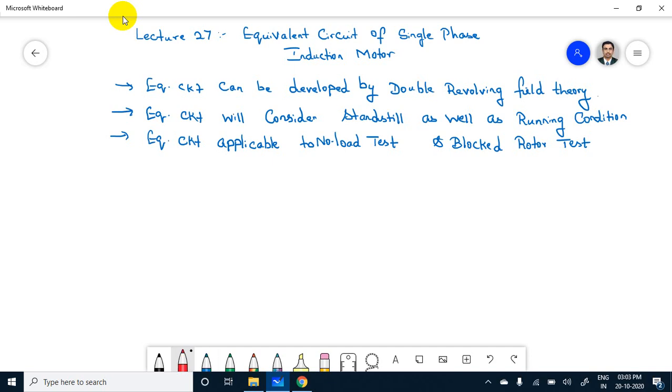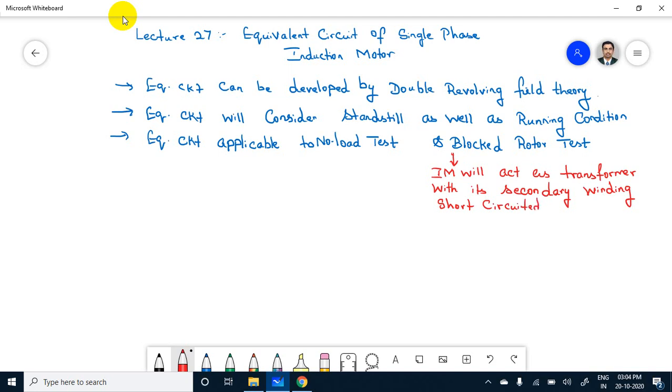And when we are doing the blocked rotor test, the induction motor will act as a transformer with its secondary winding short circuit. Secondary winding short circuit.